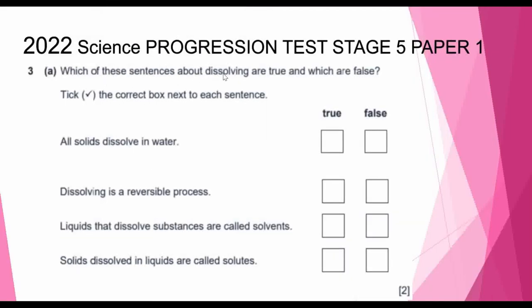Next. Now we are in question 3a. Which of these sentences about dissolving are true and which are false? Tick the correct box next to each sentence. All solids dissolve in water. Is it true or false? Dissolving is a reversible process. True or false? Liquids that dissolve substances are called solvents. Is it true or false? Solids dissolved in liquids are called solutes. 10, 9, 8, 7, 6, 5, 4, 3, 2, 1, 0.